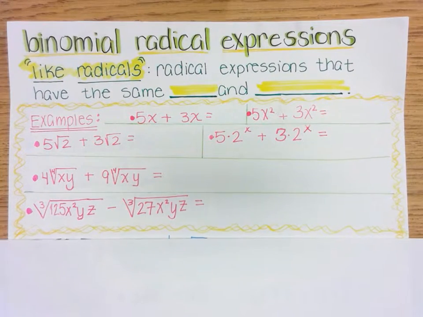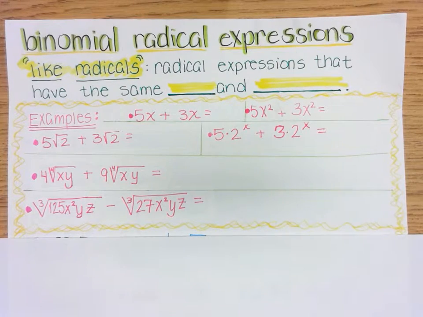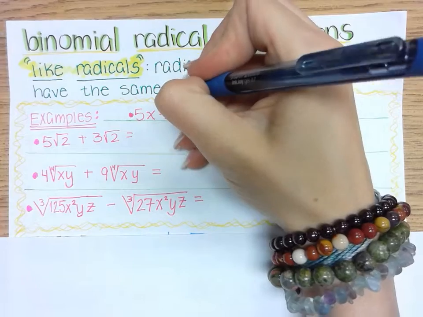Binomial radical expressions is the name of the topic we're working on right now. Just to clarify some meanings, like radicals, if you hear that phrase, it just means that we are working with radical expressions that have the same blank and blank. What are those two words going to be? The first word is going to be the same index.